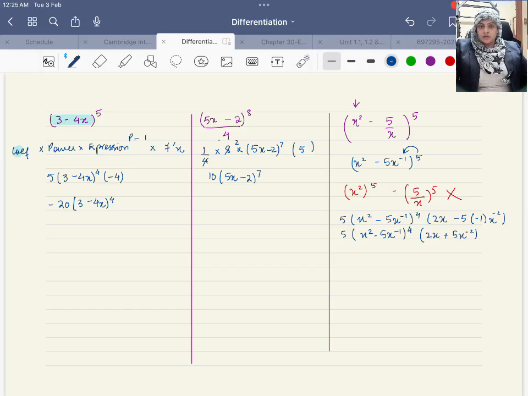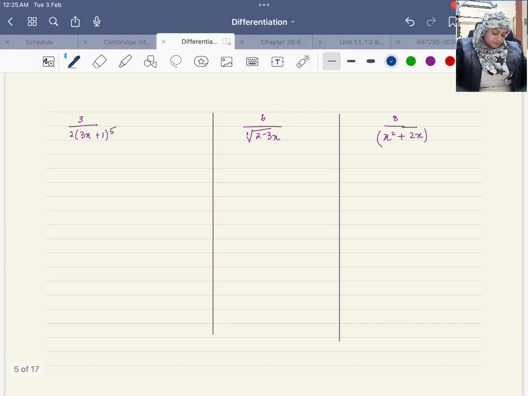You want to write them in positive indices? You can. Okay, next is this one. We have a coefficient attached with it and the entire expression is in the denominator. What do we do? We do the same thing. We bring the entire expression in the numerator. This becomes 3 bracket 3x plus 1 power minus 5 upon 2.